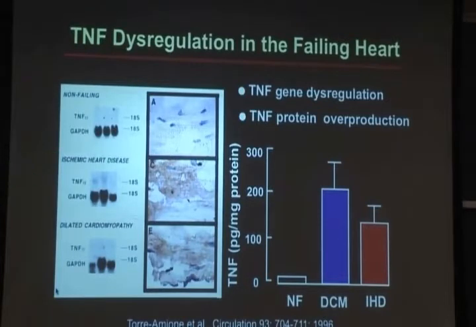There was gene expression for TNF, and TNF is almost never expressed in a normal heart. And then when we ground up the hearts and looked at TNF protein levels, you can see that there were really robust levels of the protein.